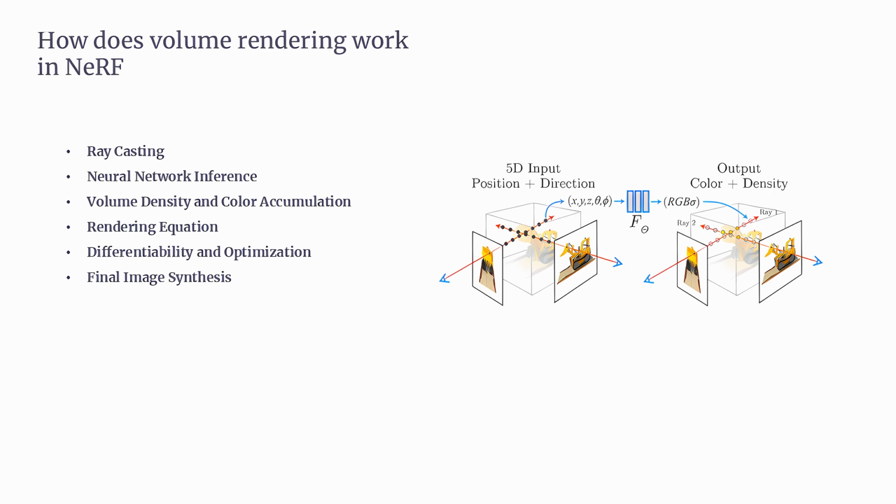To summarize, in NeRF, volume rendering involves casting rays through a 3D scene, sampling points along each ray, and predicting color and density values at each point using a neural network. These values are integrated along the ray to produce the final pixel colors. By doing this, NeRF can generate realistic images from new viewpoints, capturing detailed lighting effects and scene geometry. The differentiable nature of this process allows NeRF to optimize efficiently, even with sparse input data.